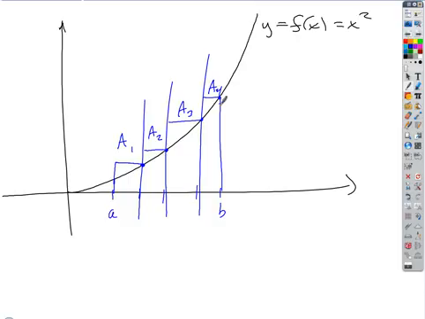Think of it this way. When I sliced this thing, I just dropped the top of the rectangle down until it bumped into the curve, right? Okay, what might I do to maybe get a little more accurate estimate? What do you think?